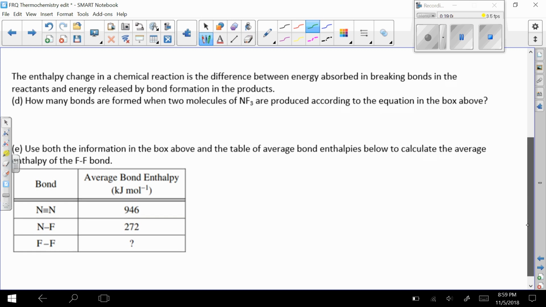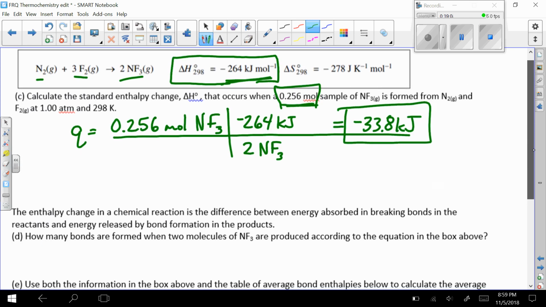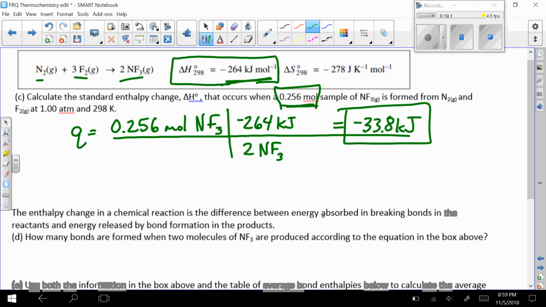Okay, next part, part D. The enthalpy change in the reaction is the difference between the energy absorbed in breaking bonds in the reactants and the energy released by bond formation in the products. So how many bonds are formed when 2 moles or 2 molecules of nitrogen trifluoride are produced according to the equation in the box above? Okay, so let's break that one down.